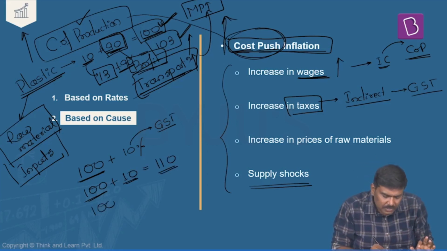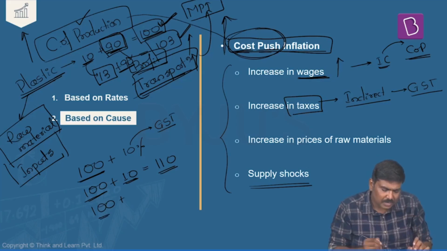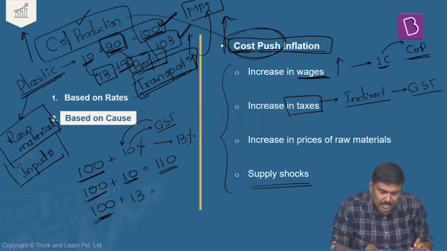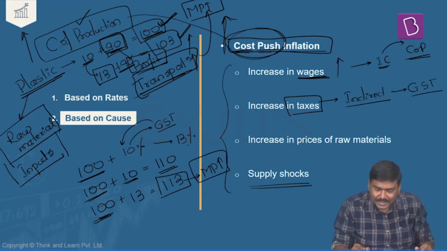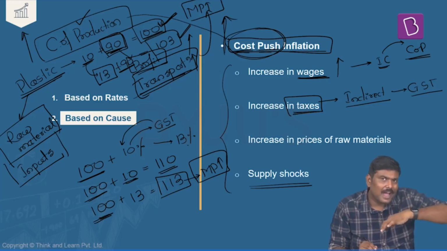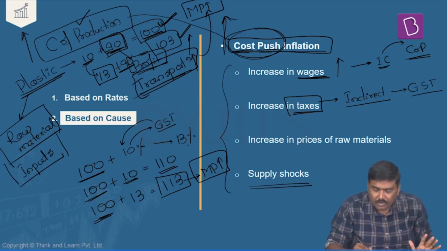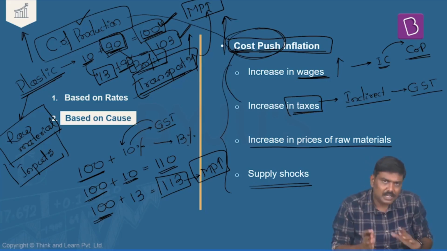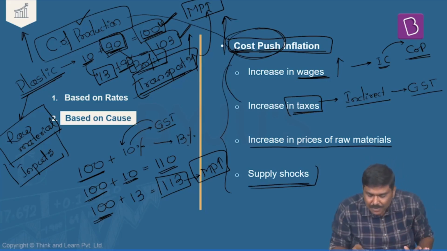Now have a look at this. Your selling price will remain the same 100, but Government of India will increase the GST from 10% to 13%. So 13% on 100 rupees will be how much? 13 rupees. Now you will be forced to sell the product at 113, essentially meaning market prices have increased. So when government will increase the indirect taxes or hike the indirect tax rate, that will also lead to cost push inflation. Increased price of raw materials, we have already discussed this, and a supply shock.